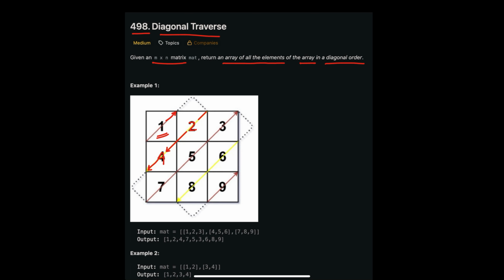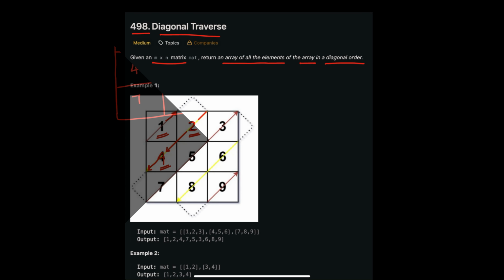And during the traversal, all of these values should be recorded in an array and returned as the output. The problem statement is very easy to understand. Let's switch to whiteboard and discuss how we can solve this problem.